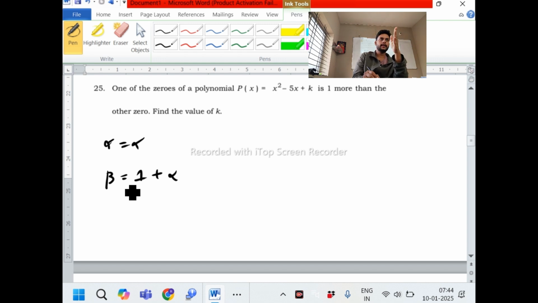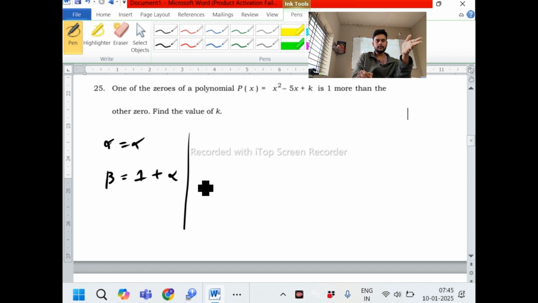Now think, she has got 20 marks, he has got 21 marks. Either he has got 20 marks or she has got 21 marks. There are two variables, one is alpha, one is beta. One of the zeros of the polynomial is one more, so I took beta as 1 plus alpha. Any doubts? If this is 20 marks, this is 21 marks. Correct? Now, find the value of k. In this equation, I should find the value of k.